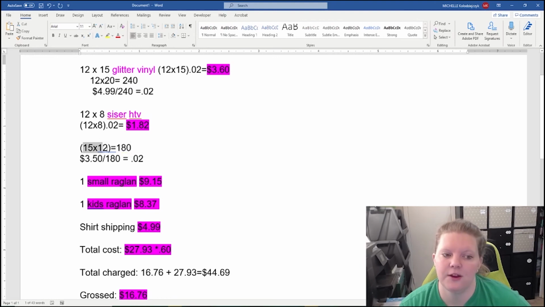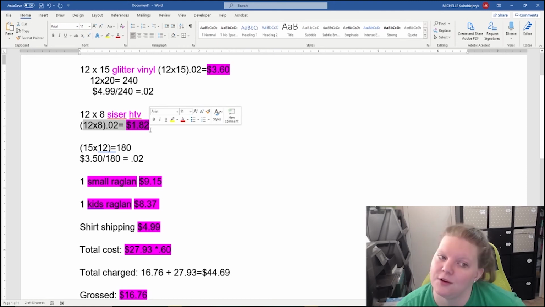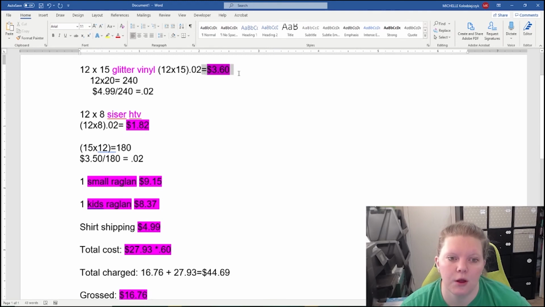It's sold in a 15 by 12 sheet, so that's 180 square inches, and that divided out is 2 cents per inch. Most of them are 2 to 3 cents per inch. The cheaper ones are 1, and that's how you can get the best deal, but they're not as good quality. And I'm using a 12 by 8 sheet, and it's 2 cents per square inch. So the total to produce it is $1.82. So the total of my 2 pieces of vinyl is the 182 plus 360.